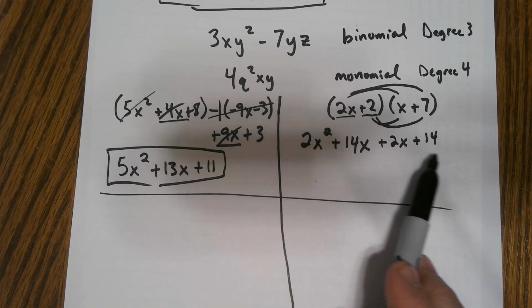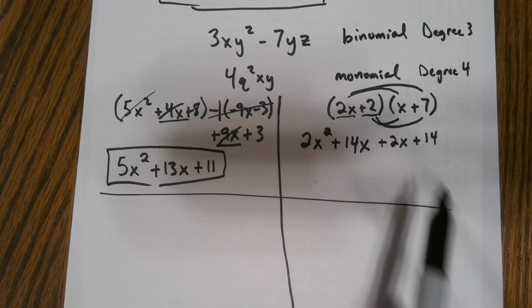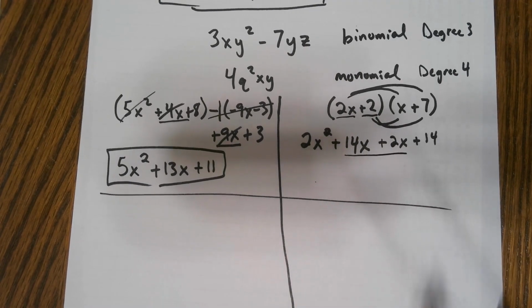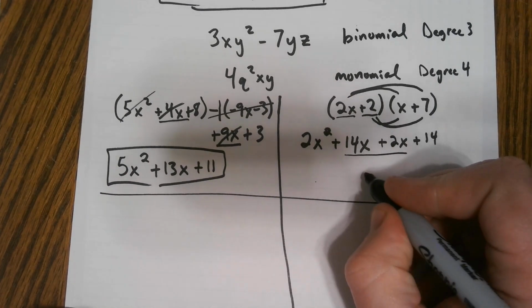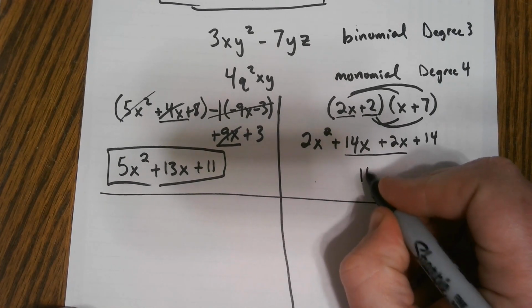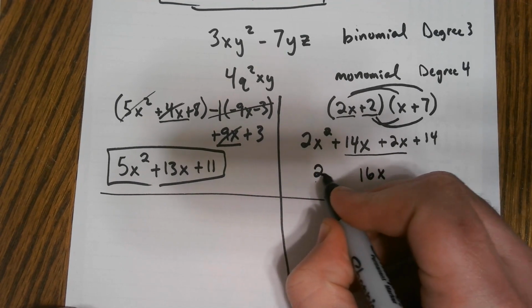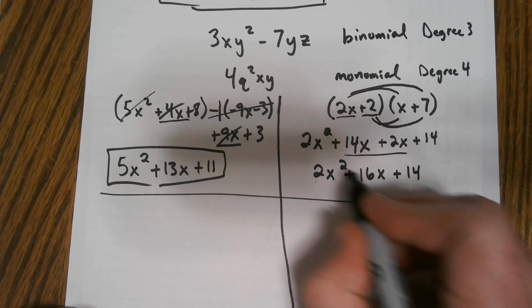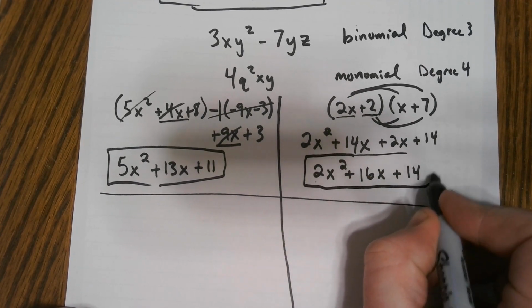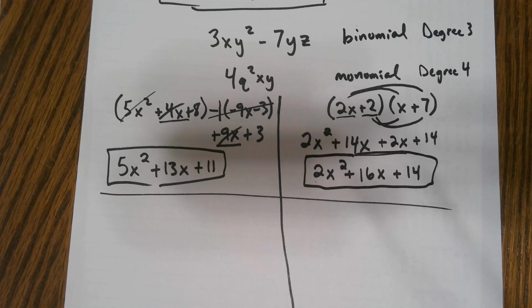I do have to combine any like terms that I have. When you're doing these, it's almost always these two terms in the middle. In this case, it is these two terms in the middle. 14x and 2x make 16x. I'm going to keep my 2x squared and keep my plus 14. And then this is my answer.